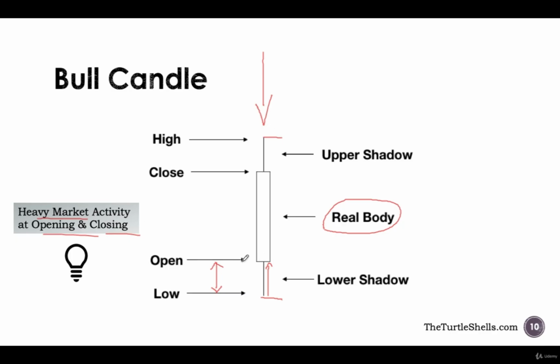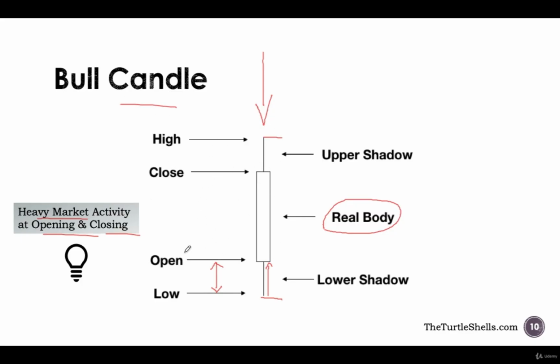So that would be the opening price of the week, the closing price of the week, the highest price attained during that week and the lowest price attained during that week. Remember, for the bull candle, the opening is below and the closing is high. That is why it is called a bull candle, because the price has opened here and closed above the opening.